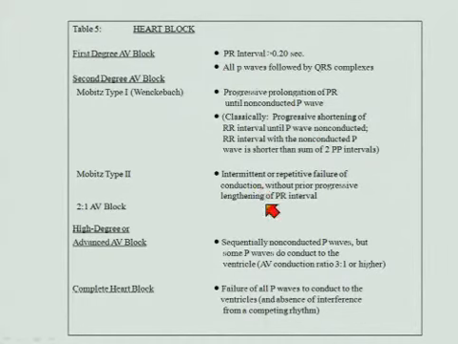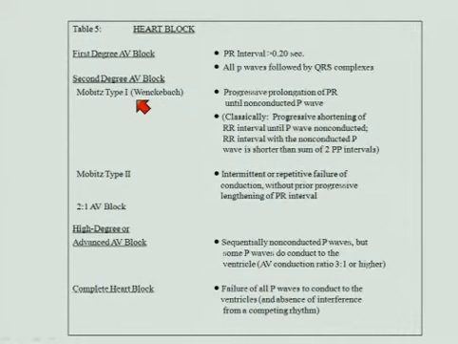Mobitz type 2, intermittent or repetitive failure of conduction without prior progressive lengthening of the PR interval. 2 to 1 has its own category because you don't know where the site of block is. Mobitz type 1 classically is a conduction disturbance of the proximal conducting system, or AV node, whereas Mobitz 2 is classically a distal, His or beyond conduction abnormality.